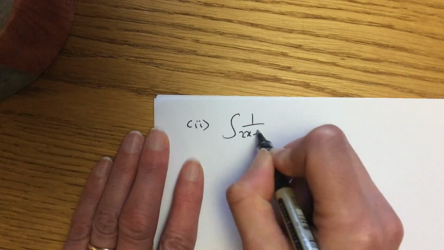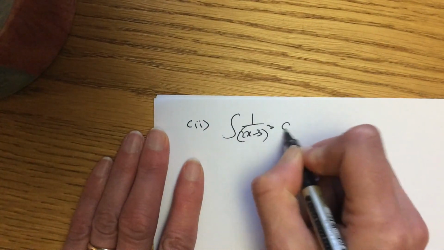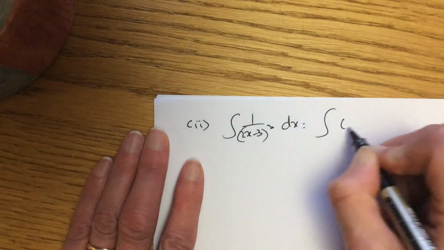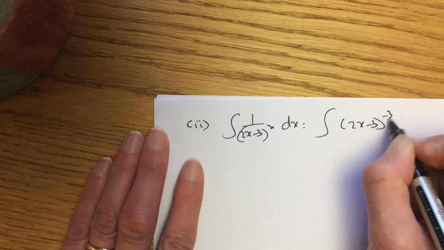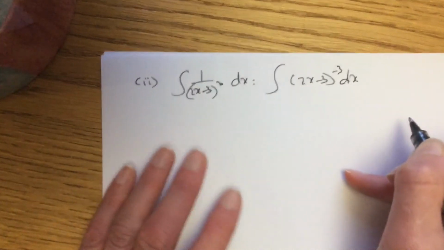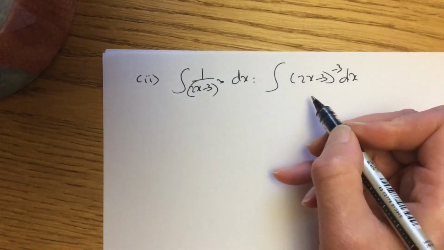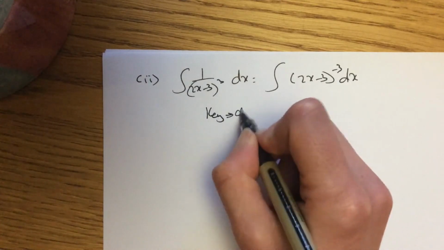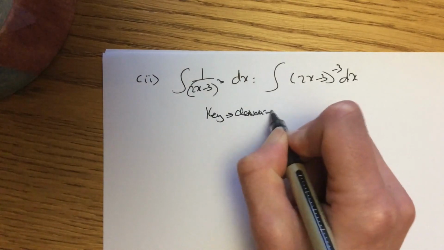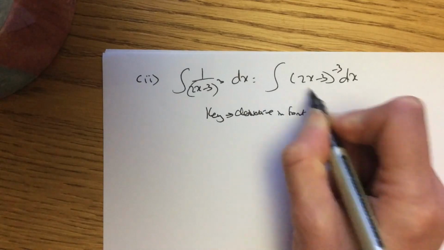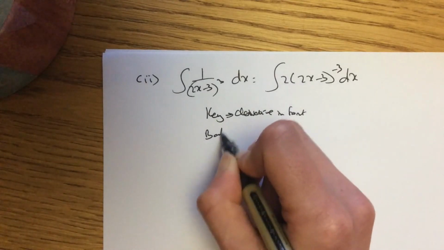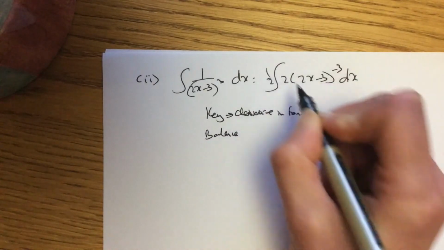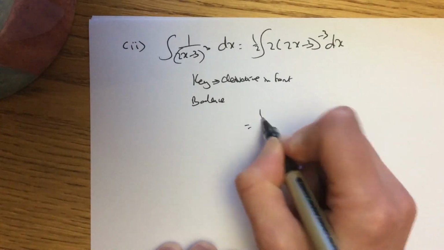1 over 2x minus 3 cubed dx. Can't do anything in the bottom row, bring it up. Now, I'm not going to do substitution in this one because to me it's much easier doing the bracket. So what's the key? The key is the derivative in front. So the derivative of that's a 2. But remember, you need to balance. Half outside. So now you're good to go.